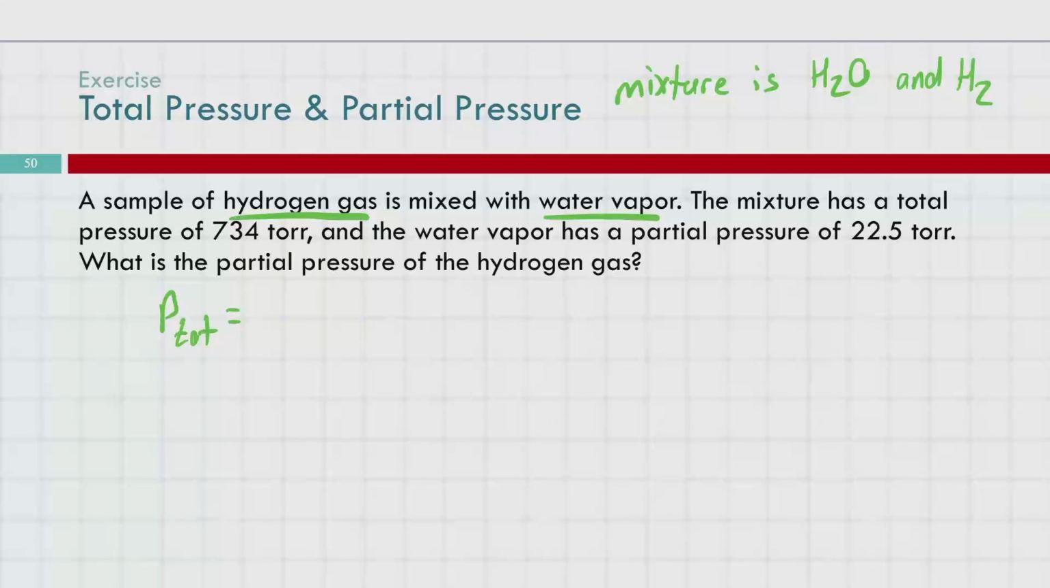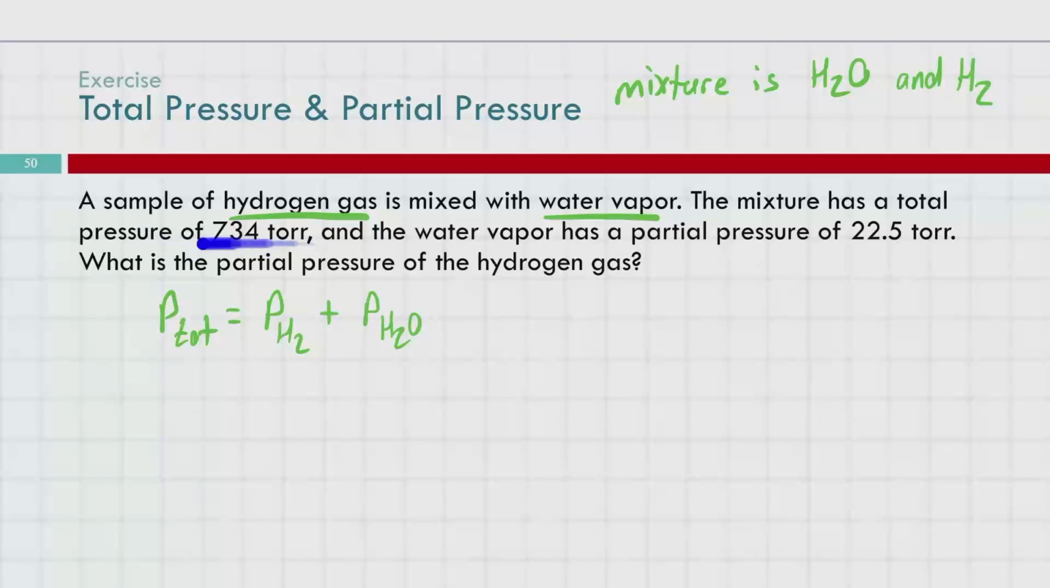So the total pressure is equal to the partial pressure of the H2 plus the partial pressure of the H2O. That's why we have this first sentence. It's establishing we have only two things, so somebody can't, actually we might have more gases in there. No, it's just the two things.